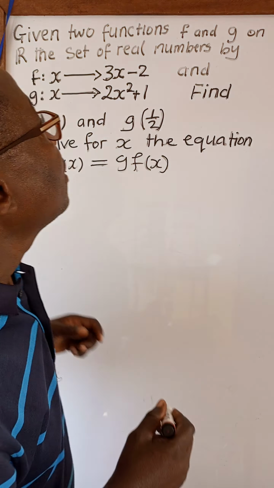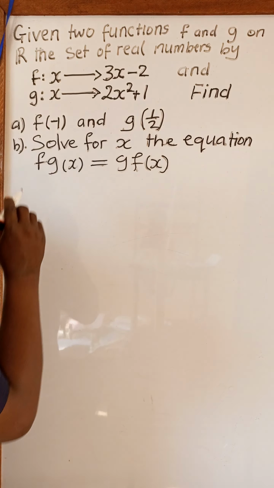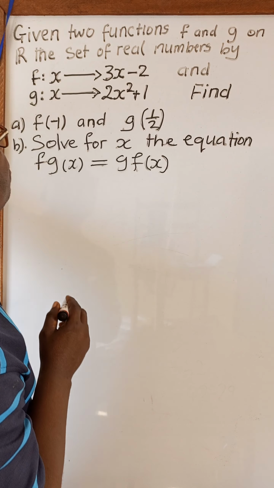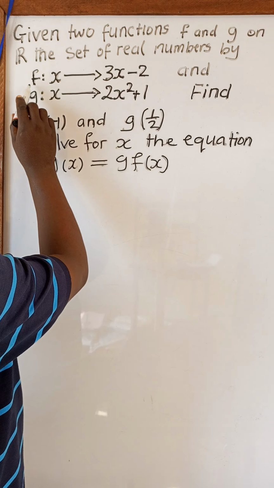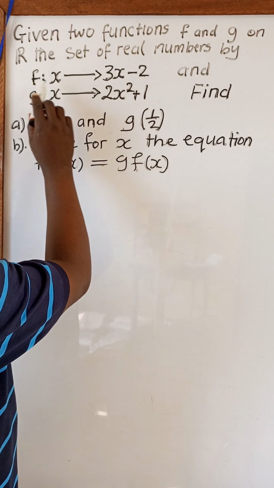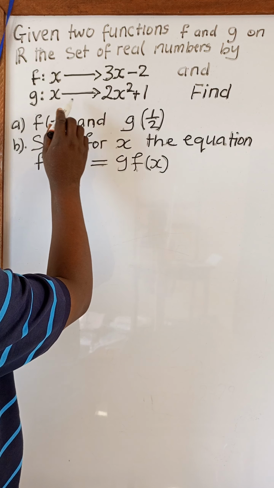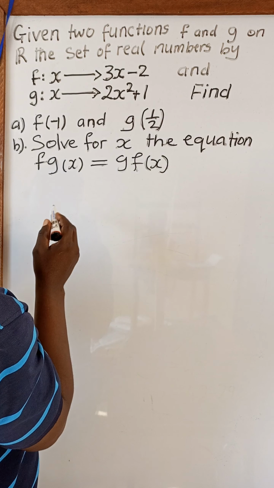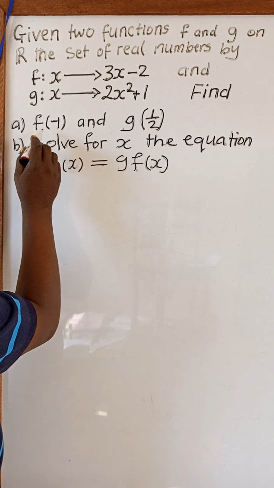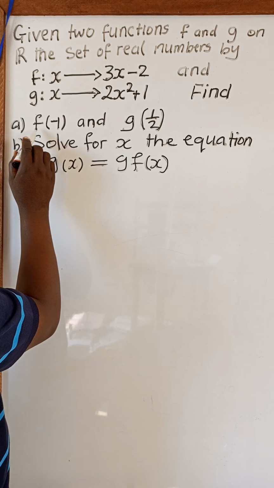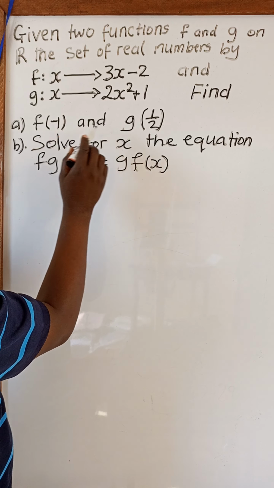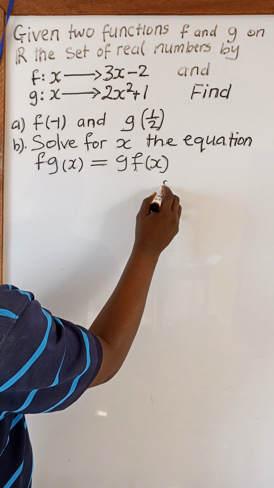Thank you. Here we have a question on functions, real functions. We are given two functions, f and g, defined as such. f is 3x minus 2, g is 2x squared plus 1. For the first part, we're asked to find the value of f of negative 1 and g of a half.